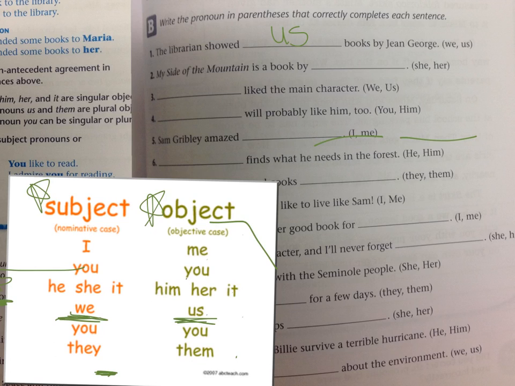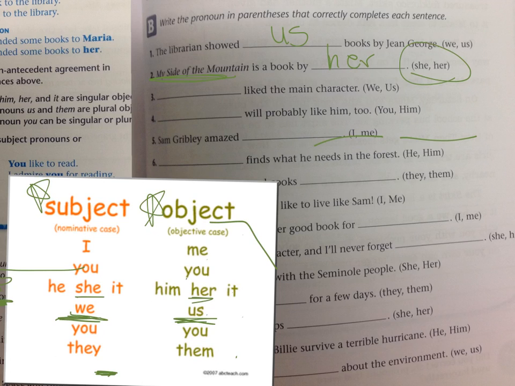And then it says, My Side of the Mountain is a book by blank. All right, so the subject of the sentence is My Side of the Mountain. So you're looking once again for a subject or an object. Well, if we already know our subject is right here, we're looking for an object. So which one is an object? We have she, and then we have her. Her is the object. Her is in the blank. My Side of the Mountain is a book by her. Absolutely. That makes the most sense.